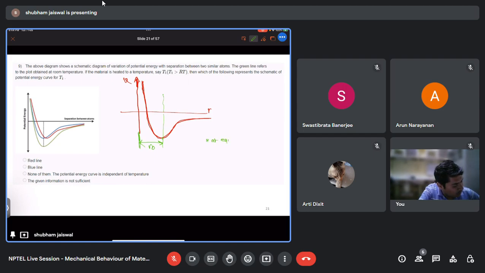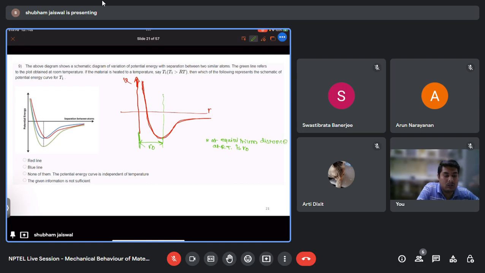Let's consider the equilibrium distance at room temperature to be r naught. So at room temperature we have a distance of r naught. What will happen if we increase the temperature? The atoms will vibrate. Am I correct or not? The atoms will vibrate if we apply a temperature, so what will happen?